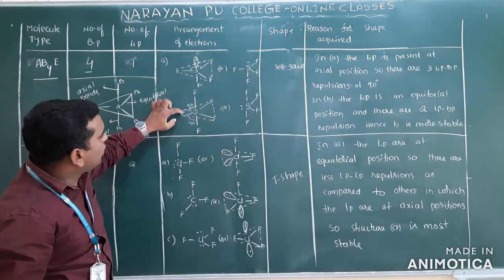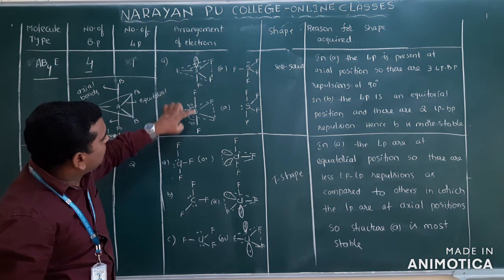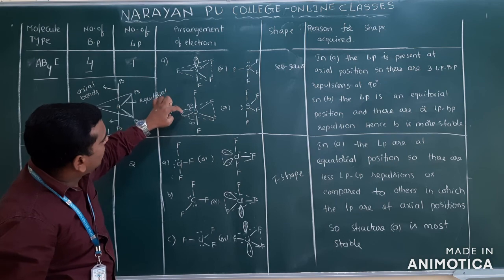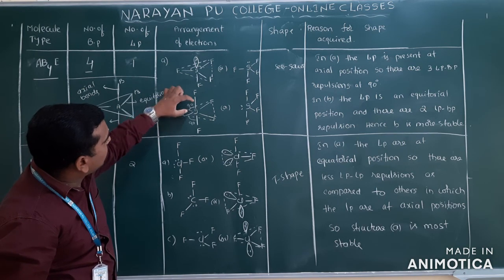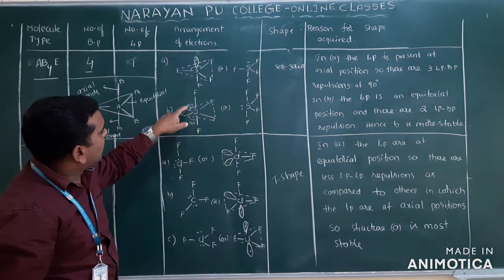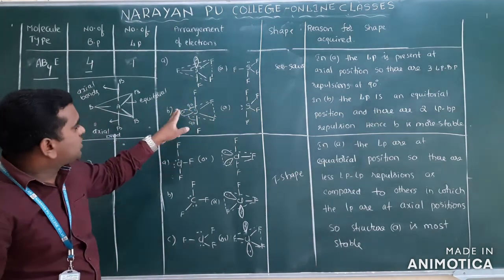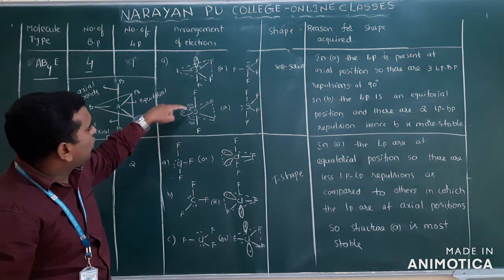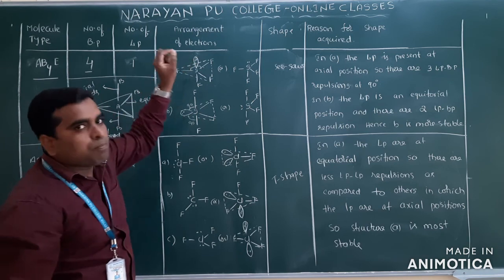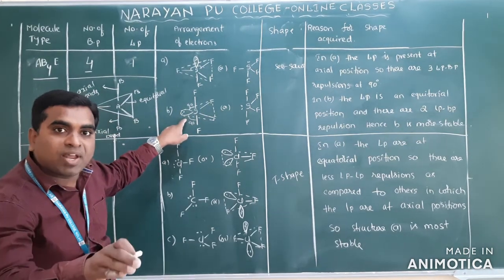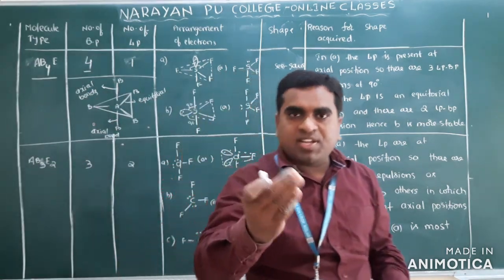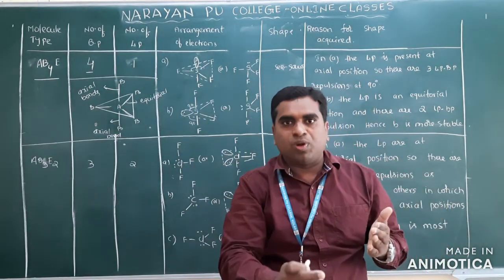But here this lone pair and the two axial bond pairs make a 90 degree angle with both axial bond pairs. So here they experience two repulsions: one is lone pair bond pair, another is lone pair bond pair. So how many repulsions are there? In the first case, 3 lone pair bond pair repulsions, but here 2 lone pair bond pair repulsions. As repulsions increase, energy increases and the stability of the molecule decreases.